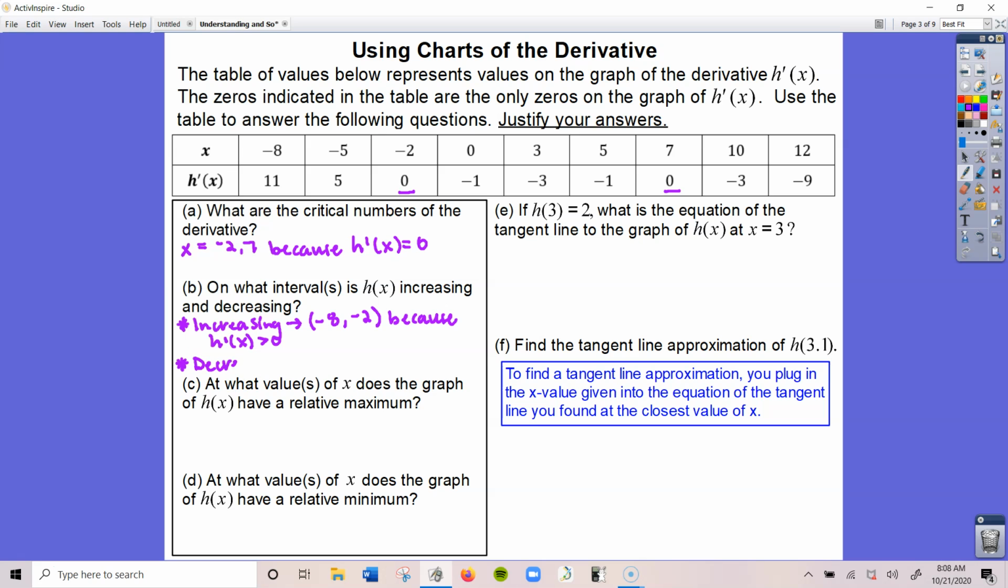Then the function is decreasing when the derivative is negative, which again, we use only the critical numbers, and this occurs from -2 to 7 because everything in between is all negative, and then from 7 to 12 because these are all negative as well. So for decreasing, we would state from -2 to 7, 7 to 12 because h prime of x is less than 0.